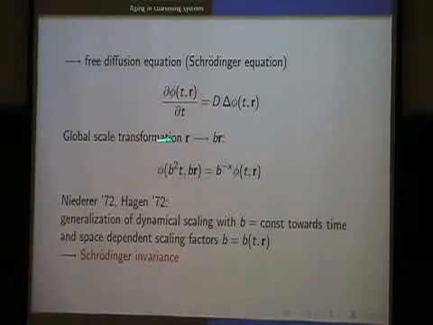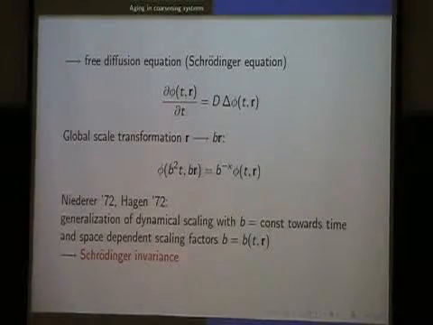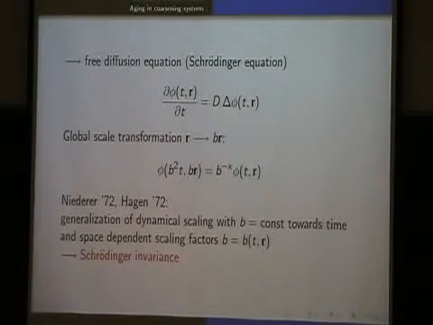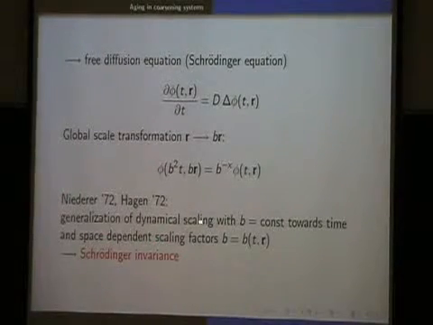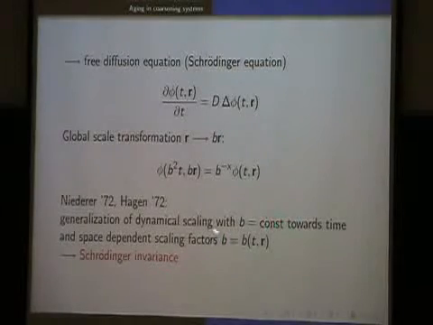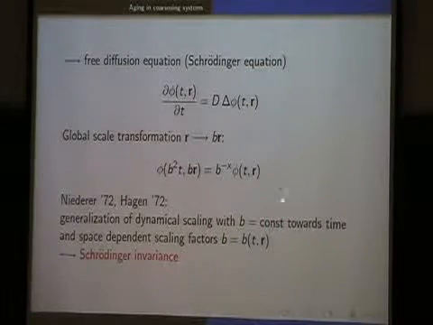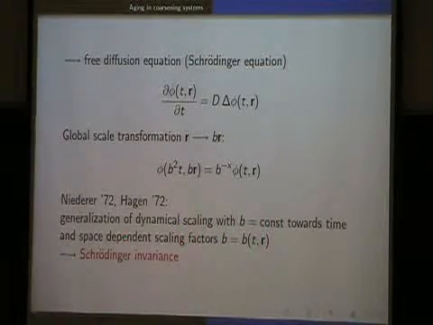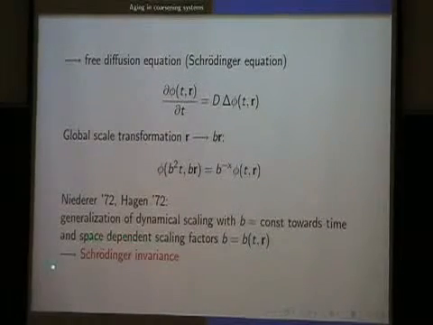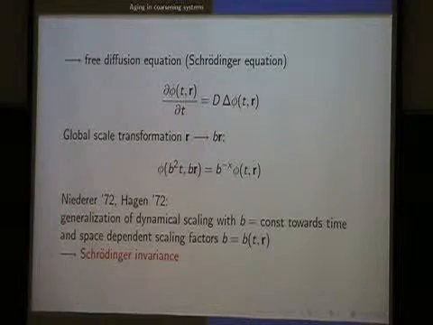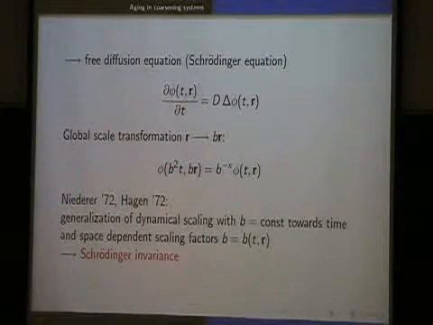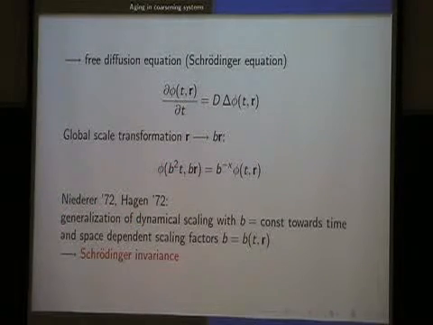Now, this is not the only symmetry the free Schrödinger equation has. It has a much broader symmetry class. This is observed when you now allow V not to be constant, but to depend on space and time. We are talking here about local, space- and time-dependent scaling, and when you do that, you obtain something which is called the Schrödinger invariance. This has been studied extensively by Niederer and Hagen in the early 70s.